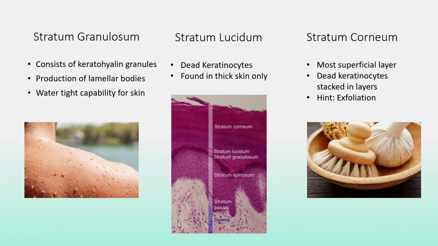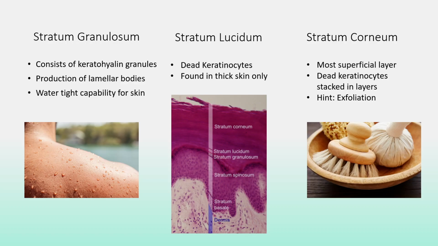Next, we have the stratum granulosum. So this layer contains granules, hence granulosum. More specifically, keratohyalin granules, which hold and produce proteins that handle the keratin, along with the production of keratin by the keratinocytes. Another important function of this layer of skin is that it produces lamellar bodies.